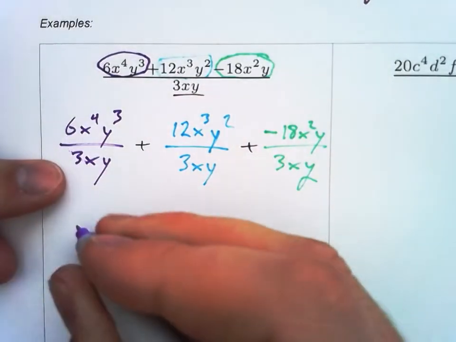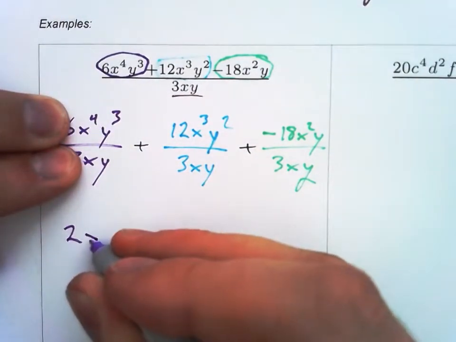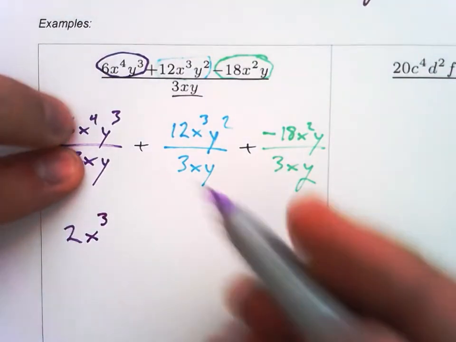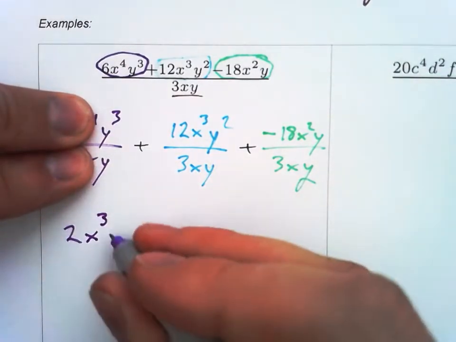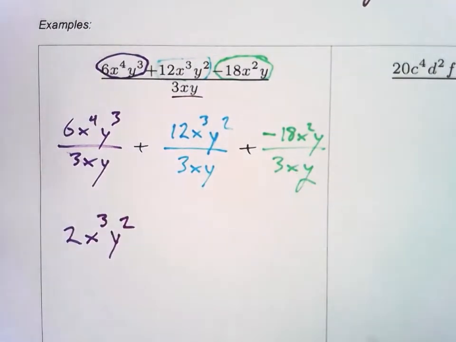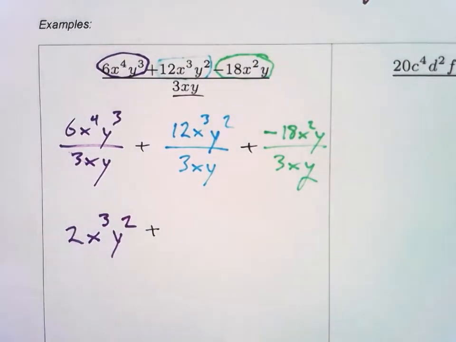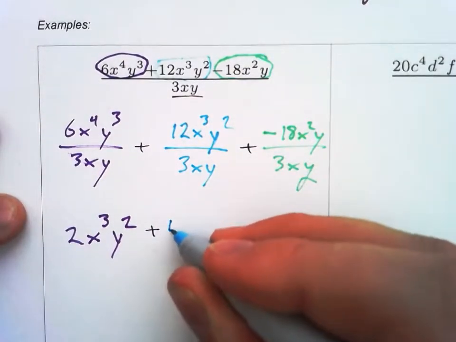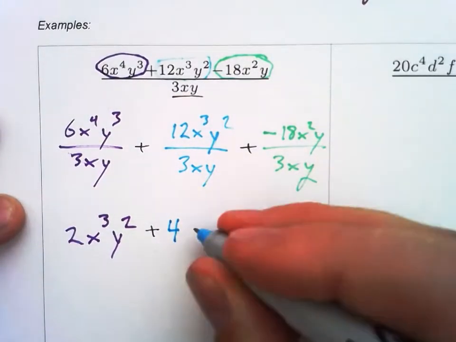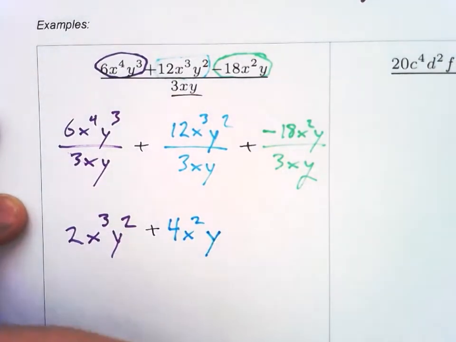6 divided by 3 is 2. X to the fourth divided by x is x cubed. Y cubed divided by y is y squared. If these exponent things are confusing you, what I'm doing right now, go watch the exponent review video that I put the link to on the website. Okay, blue now. 12 divided by 3 is 4. X cubed divided by x is x squared. Y squared divided by y is just y.